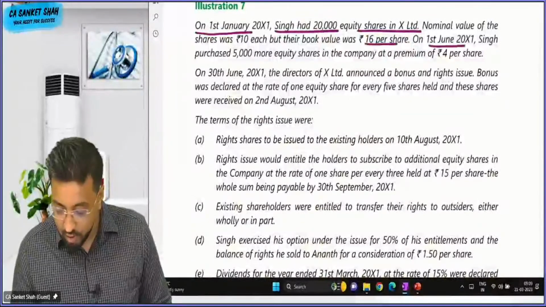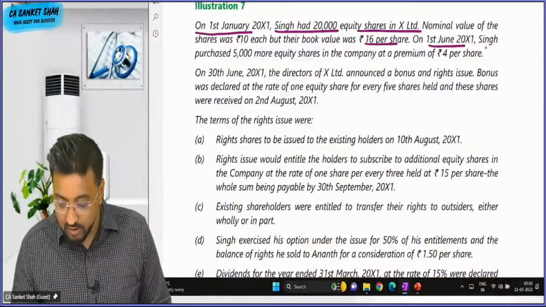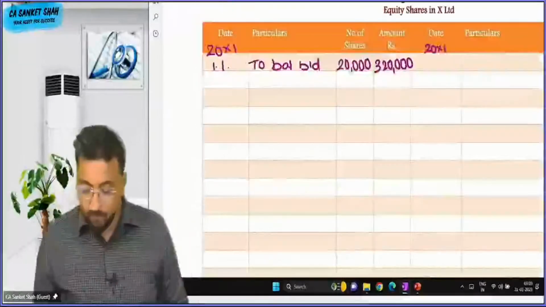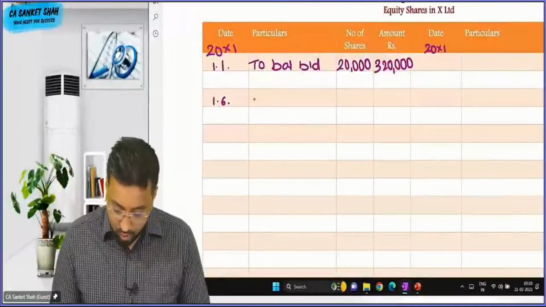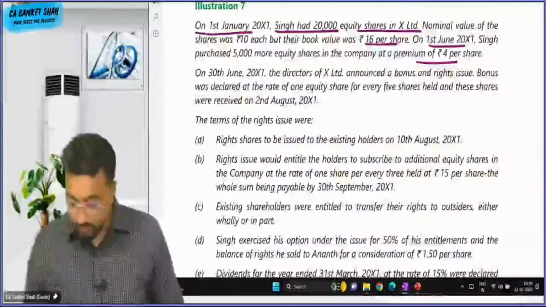On 1st June, Singh purchased 5,000 shares at a premium of 4 per share. 1st June, to bank. How many shares, beta?